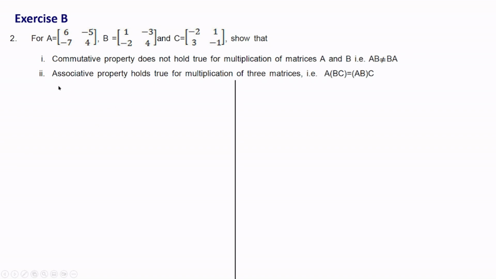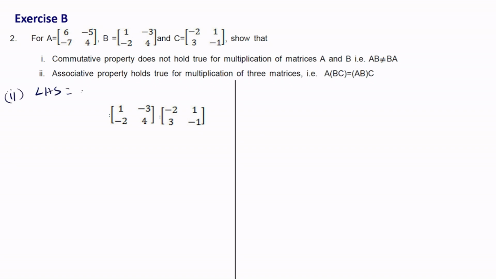The next one is, we have the second subdivision. We have to show that associative property holds true for multiplication of 3 matrices. That is, we have to show that A into BC equal to AB into C. So for that, first let us take the left hand side. First let us find the product BC and then let us multiply A with the resulting product. And then let us find the right hand side. So this is the second subdivision.